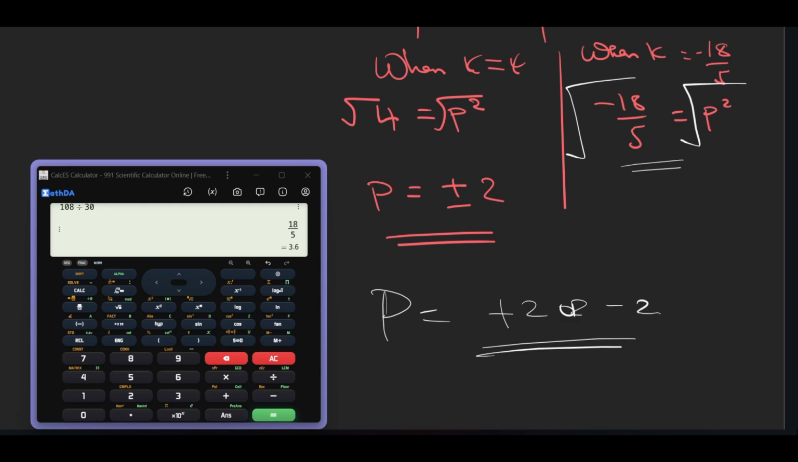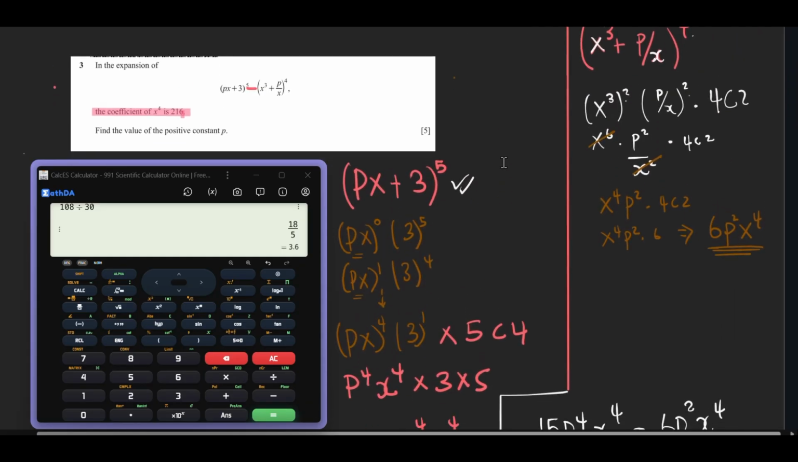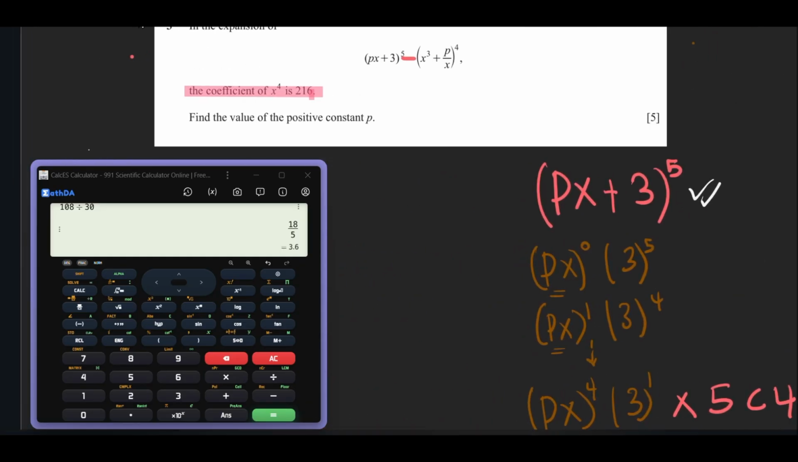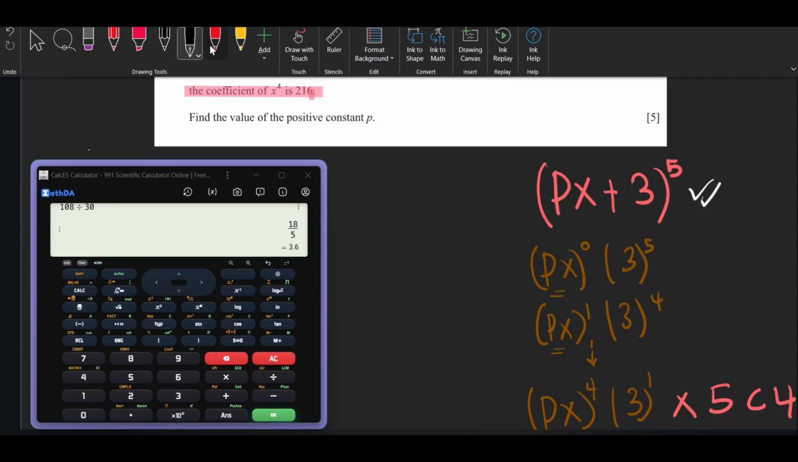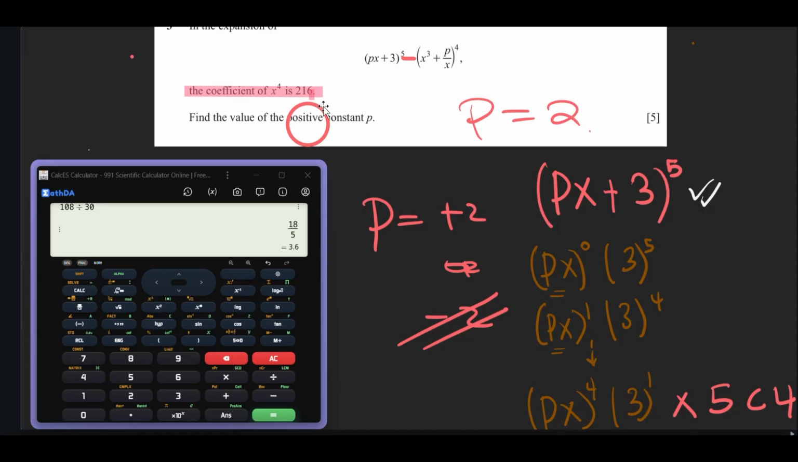So we need now to go back into the question and check, did the question ask us for a positive integer? If it did, then we can't take both. See, the question was very specific. It says positive constant. So if p is equal to positive 2 or negative 2, then this negative 2 won't suffice, and the value of p will be equal to 2.